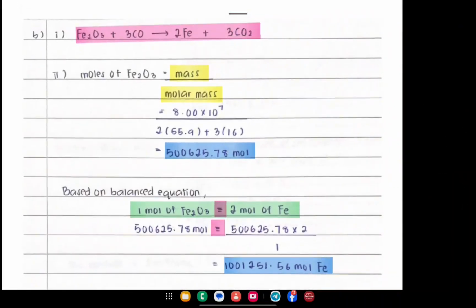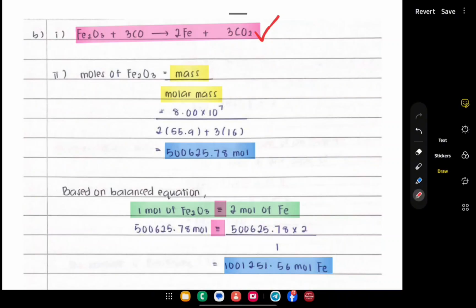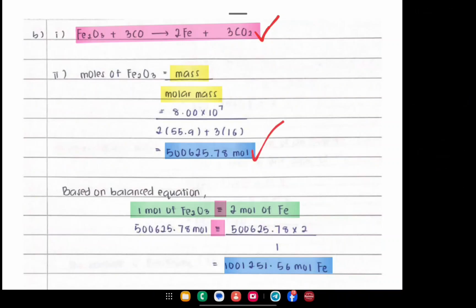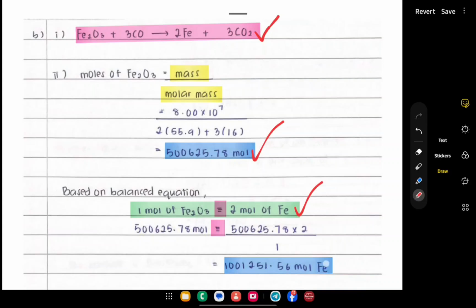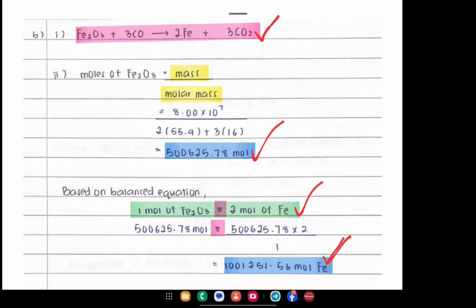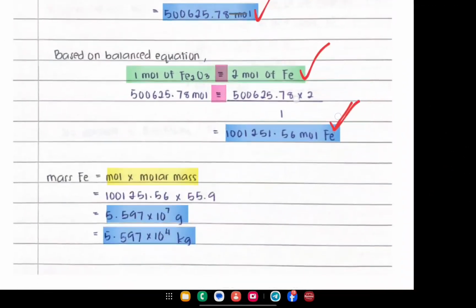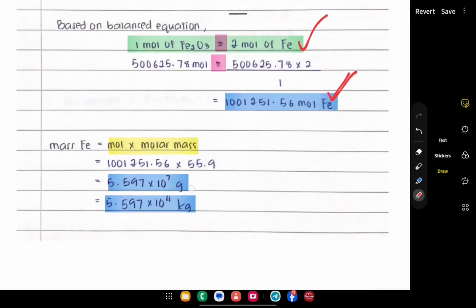For mark allocation, 1 mark for the balanced equation, 1 mark for the answer of moles of Fe2O3 with the unit mole, 1 mark for the correct chemical ratio technique, 1 mark for moles of iron with the unit mole, and 1 mark for the final answer either in gram or kilogram. Total is 5 marks.